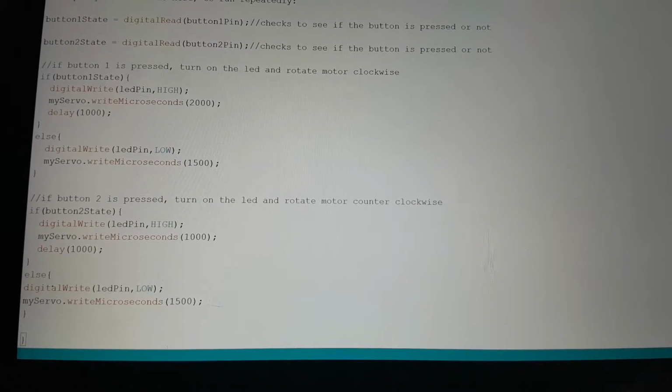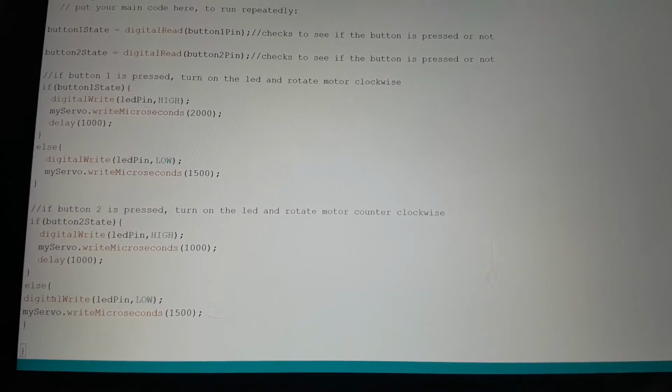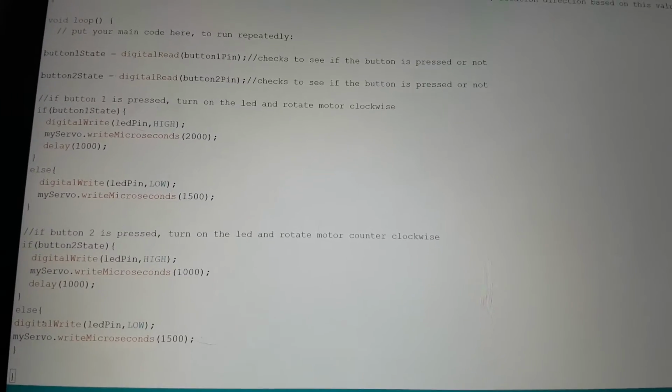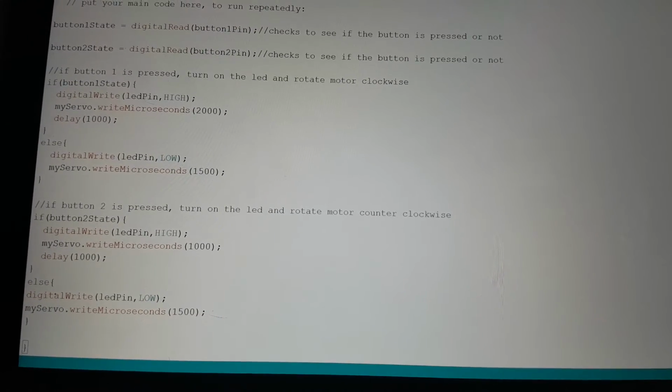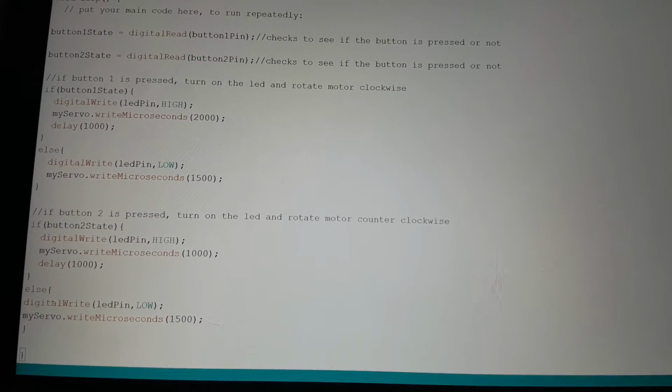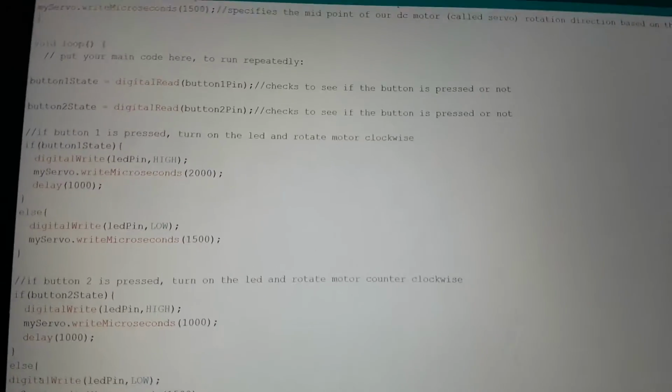If button 2 is being pressed, which means it's a boolean, it's going to be 1, so it'll enter that statement. Same thing, except in this case we're going to rotate it the other way. And that's pretty much it. So that was our little tiny week 1.